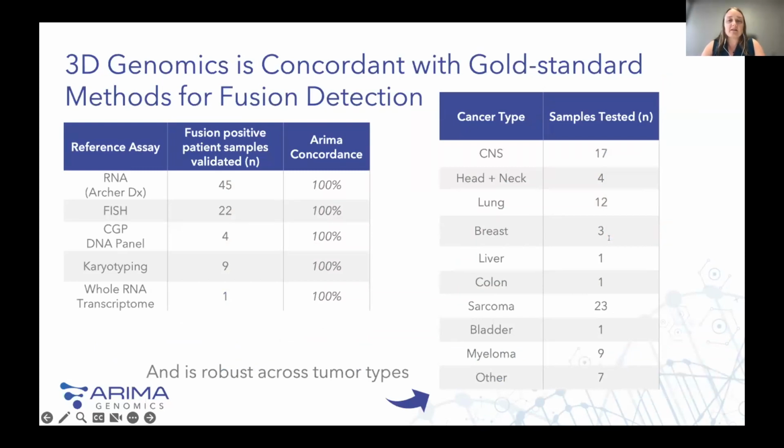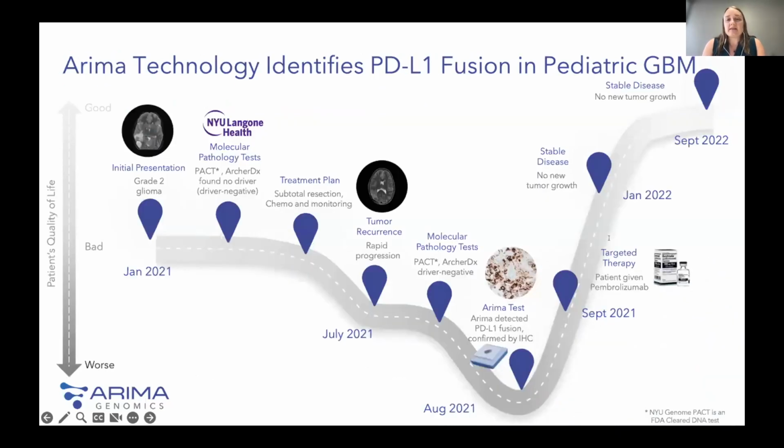As we've developed this technology, we've done concordance studies to compare ARIMA's Hi-C approach to other gold standard methods for identifying gene fusions, such as RNA panels or FISH. And in all cases in which there are known fusions, we are also able to find that same fusion using Hi-C. This works in a wide variety of solid tumor and liquid tumor types. So we've demonstrated here that we can identify the same gene fusions as existing gold standard methods. But what about other cases like this patient we've already looked at, in which the gold standard tests have failed to find any driver mutations?